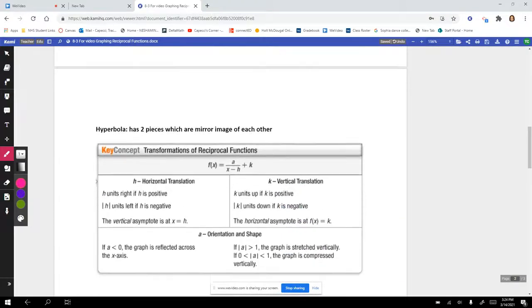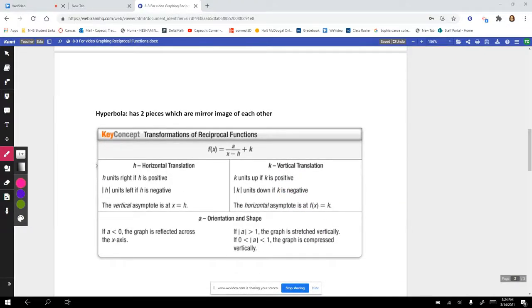Now we can do some transformations. A hyperbola has two pieces, which are mirror images of each other, opposites of each other. Okay, so we have some translations here. Whatever k is, it's a vertical translation. It's going to go up or it's going to go down. This h value here is going to cause the graph to go left or right.